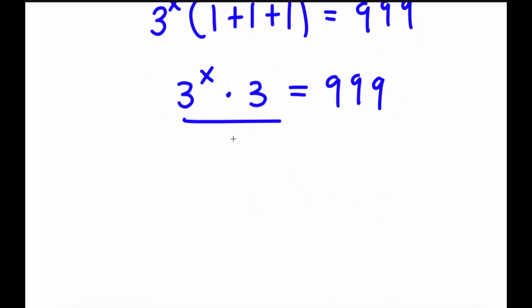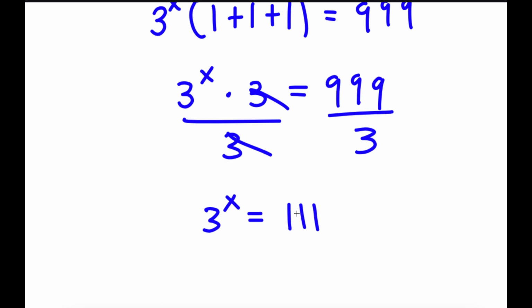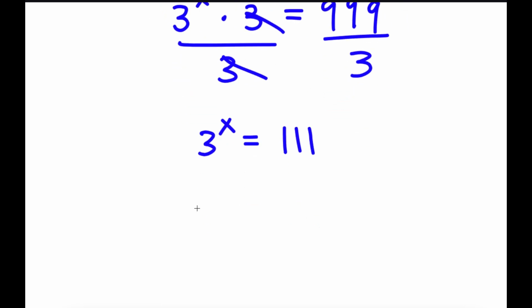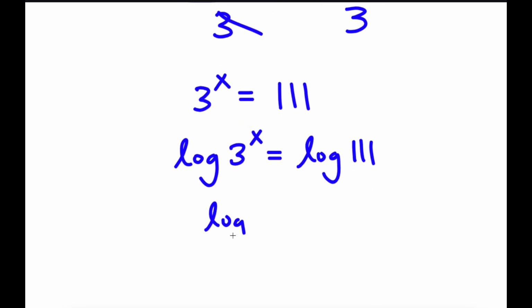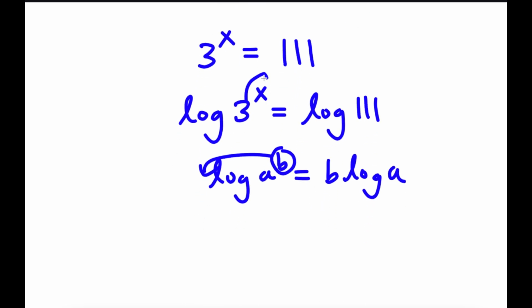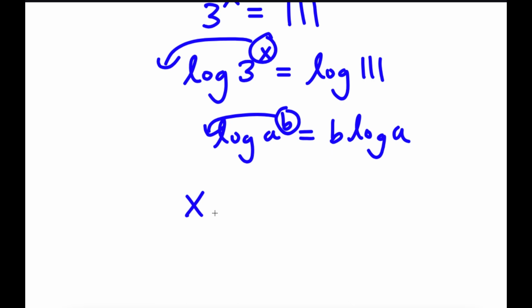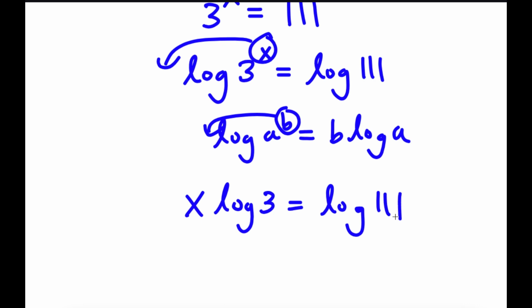So now I have 3 to the power of x times 3 is equal to 999. Now I'm going to go ahead and divide both sides by 3. So then these two cancel out, and I have 3 to the power of x is equal to 111. Now if I take the log on both sides, I have log 3 to the power of x is equal to log 111. And if I have something in the form log a to the power of b, I can move this exponent b to the front. So this is equal to b times log a. So for log 3 to the power of x, I can move x to the front. So now I have x times log 3 is equal to log 111.